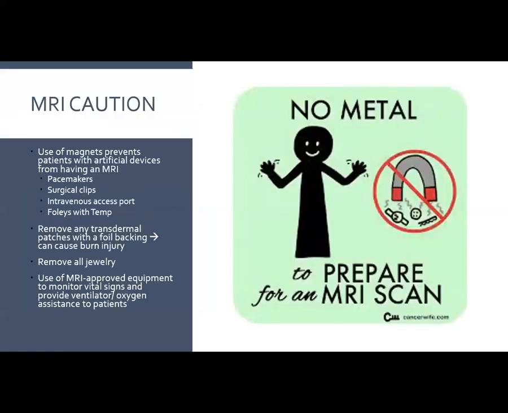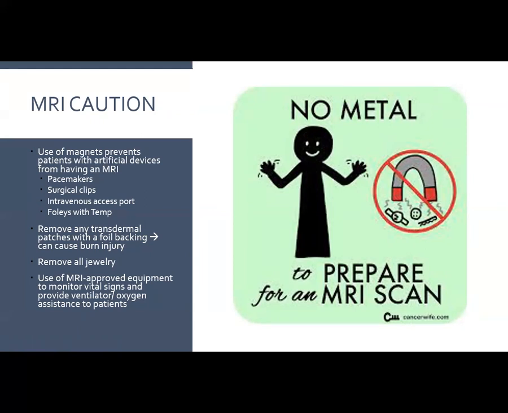So some of your MRI cautions, these are things that you need to know about what the patient has going on. The use of magnets prevents patients with artificial devices from having MRIs. So a patient cannot have a pacemaker, they cannot have a surgical clip, no intravenous access ports, no Foleys with temps because there's a little piece of metal in it, no metal aneurysm clips, so anything that is considered metal. The reason I say Foleys with temp is because there's a little bit of metal in it, so they cannot go in the MRI machine.